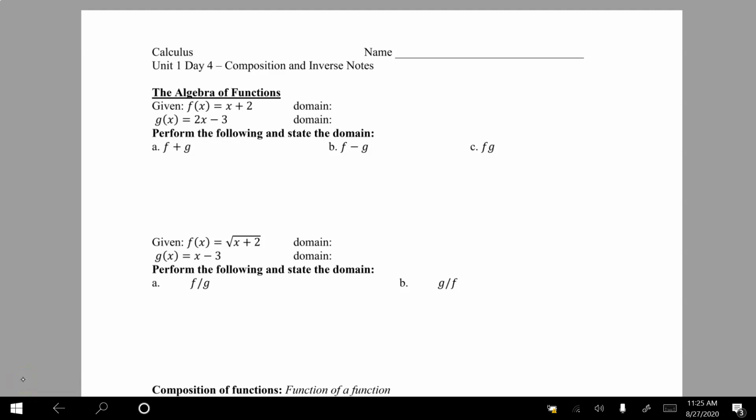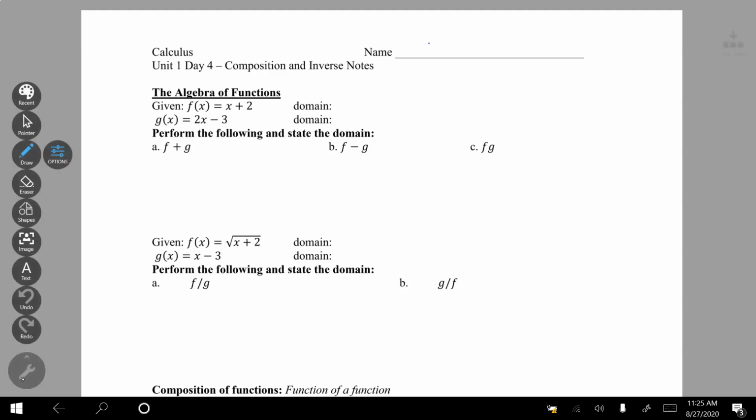We're going to do compositions and inverses of functions, and we're going to look at some domain restrictions when we do things. So today's lesson, I put key. So let's talk about, we have two very simple functions, f and g, both are linear functions, so the domain for both of them are all real numbers.